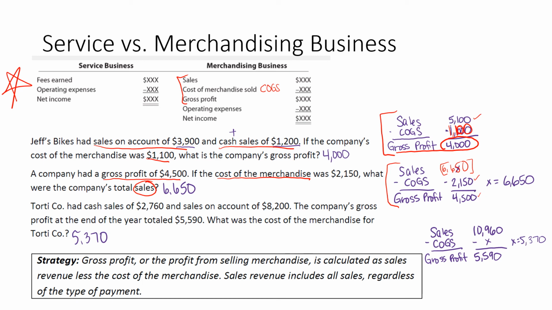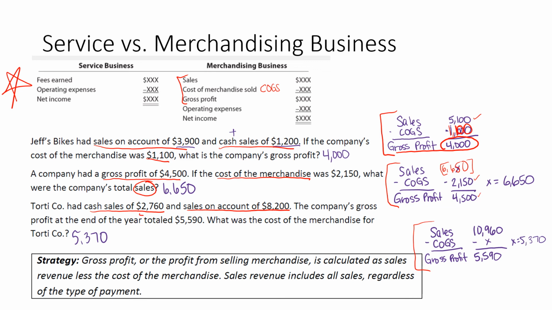Then Torty Company had cash sales of $2,760 and sales on account of $8,200. The company's gross profit at the end of the year totaled $5,590. What was the cost of the merchandise? So again, we have those first three steps that we're looking at in the gross profit calculation. This time they give us sales and they give us gross profit. So we have to figure out what the cost of goods sold is.